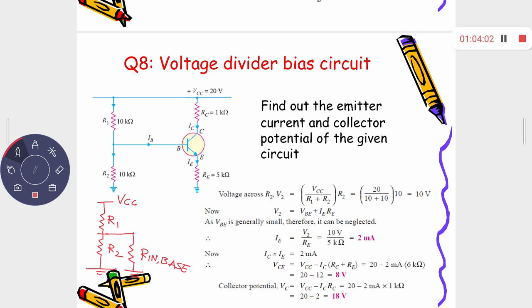Now sometimes, for approximate calculation, I can just neglect this R in base if it is much larger than R2. In which case we call it a stiff voltage divider bias, which means the transistor is not going to load the bias calculation. Under this condition only, you have this value of V2 to be 10 volt. There you have the 0.7 volt drop over there. So this 10 volt is basically this drop plus this drop. This drop you know, the base emitter drop, that is 0.7 volt.